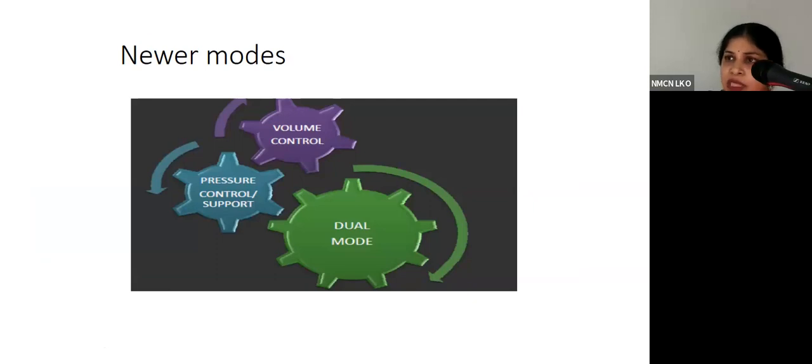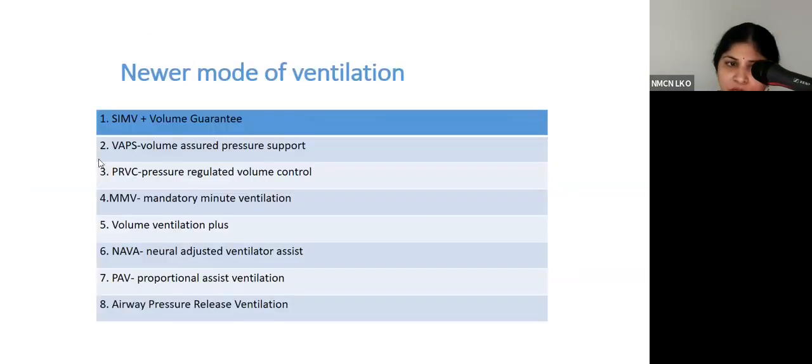If we understand the basic modes, I can say that we have given maximum judgment to the baby. But just to mention a few newer modes, we must have heard of SIMV with volume guarantee, volume-assured pressure support, PRVC, MMV, NAVA, and proportional assist ventilation. All these newer modes of ventilation are trying to avoid ventilation-induced lung injury.